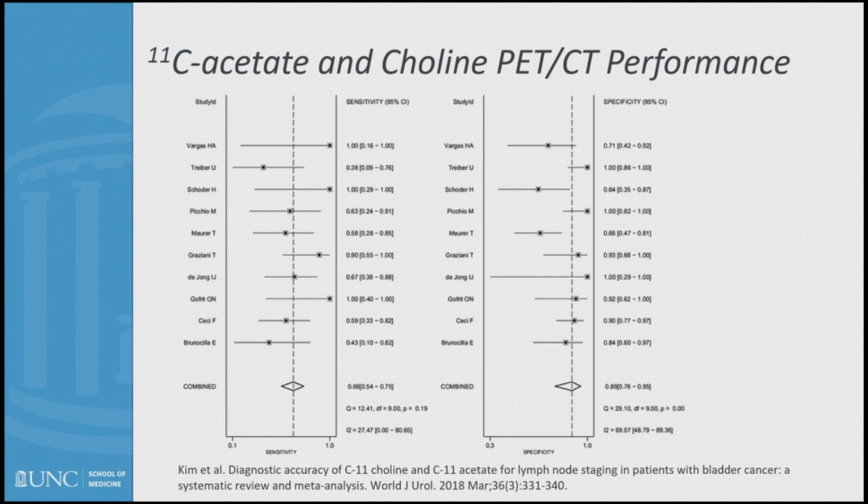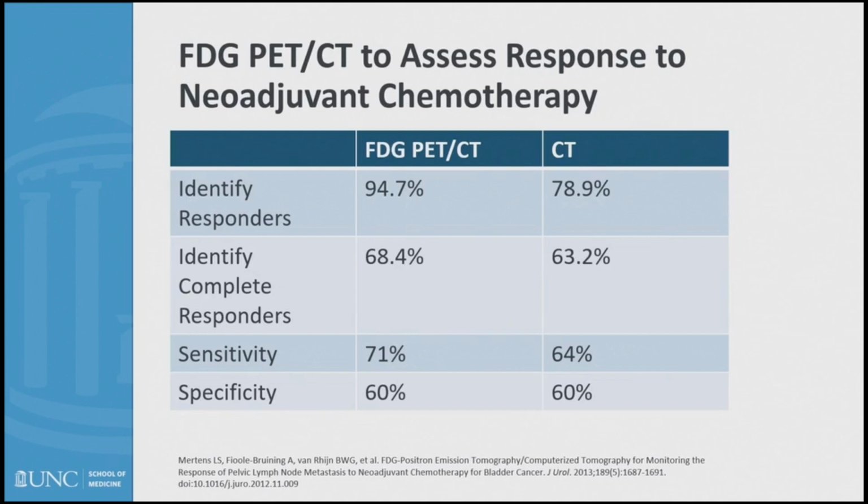These are pretty hard to adopt into clinical practice. So is there a role for PET scanning in terms of assessing neoadjuvant chemotherapy? Several groups have looked at this. It looks like they have slightly better performance characteristics than a standard IV contrasted axial imaging.